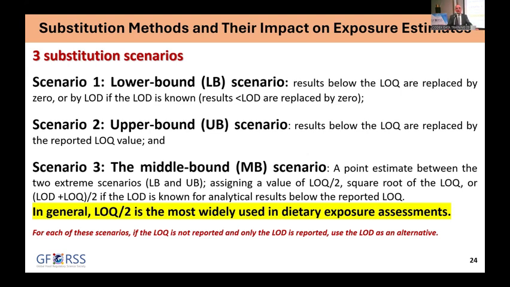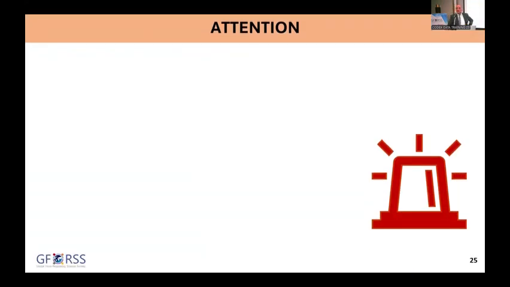Okay, so to sum up, if my data set is a left-censored data set, it means it includes a lot of less than a certain value, not detectable, and so on. There are 3 scenarios to follow. You can choose one of them. Basically, the middle bound scenario is a point estimate between the 2 extremes, in which you can use LOQ over 2 where there is no value, so you substitute it with this, or the other situations. Attention.